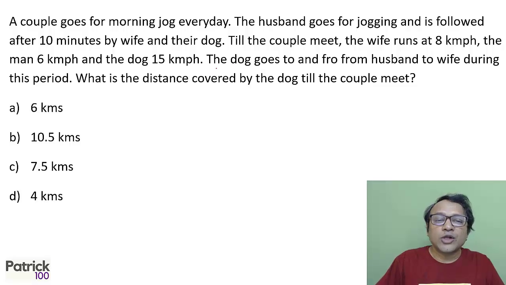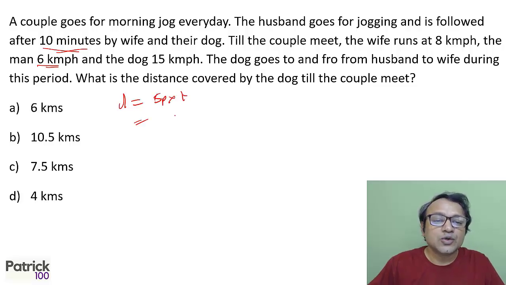A couple goes for a morning jog every day. The husband goes for jogging and is followed 10 minutes later by his wife and their dog. The wife runs at 8 km per hour and the man at 6 km per hour. If the man goes at 6 km per hour, in 10 minutes he will cover distance equal to speed into time. Speed is 6 km per hour, time is 10 upon 60, which gives you 1 kilometer.